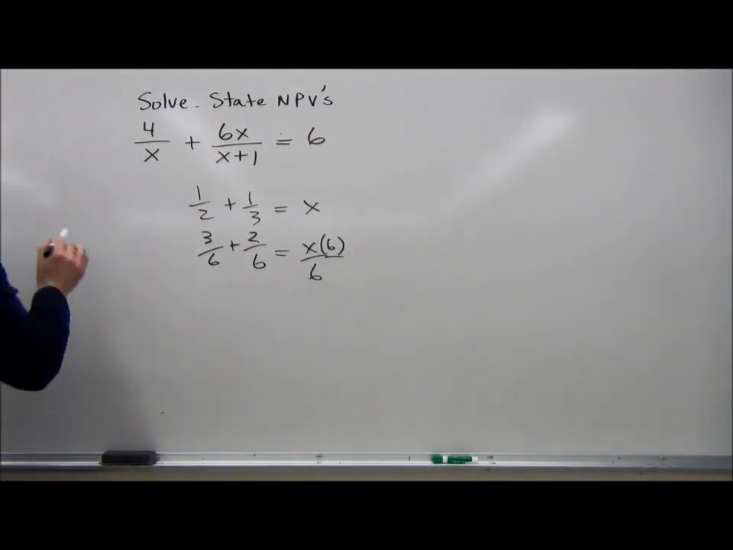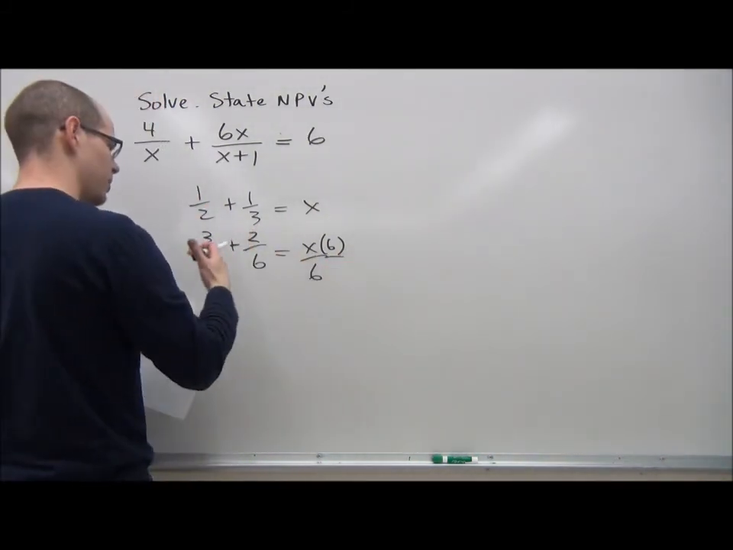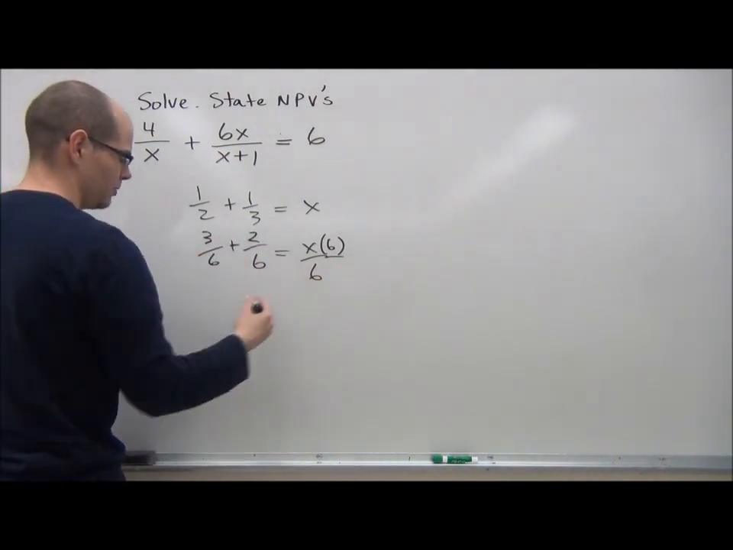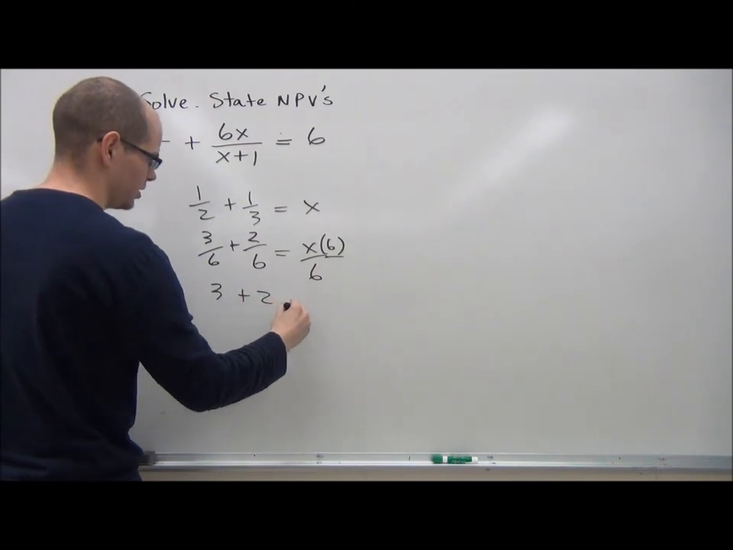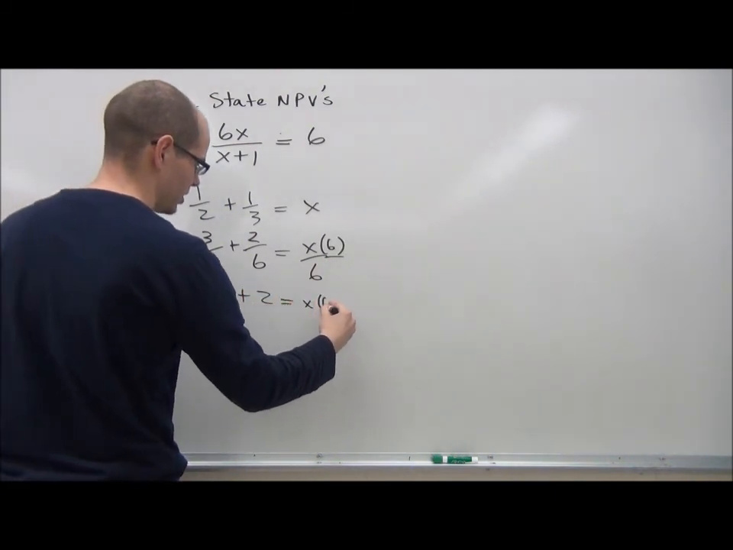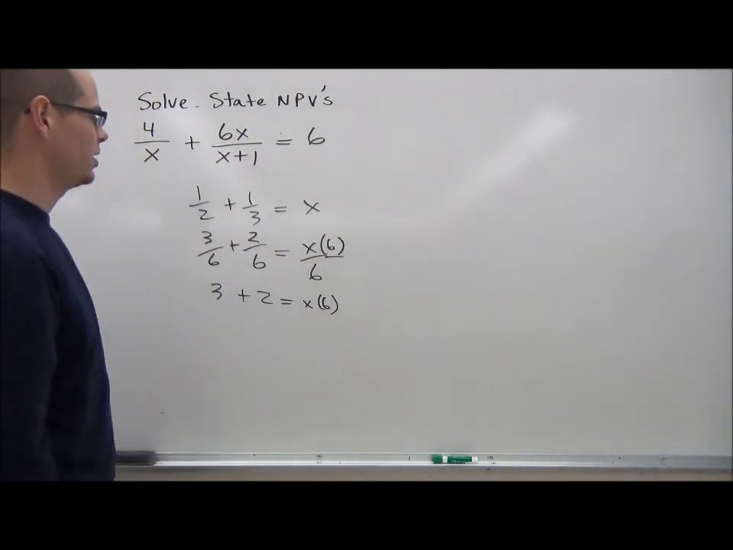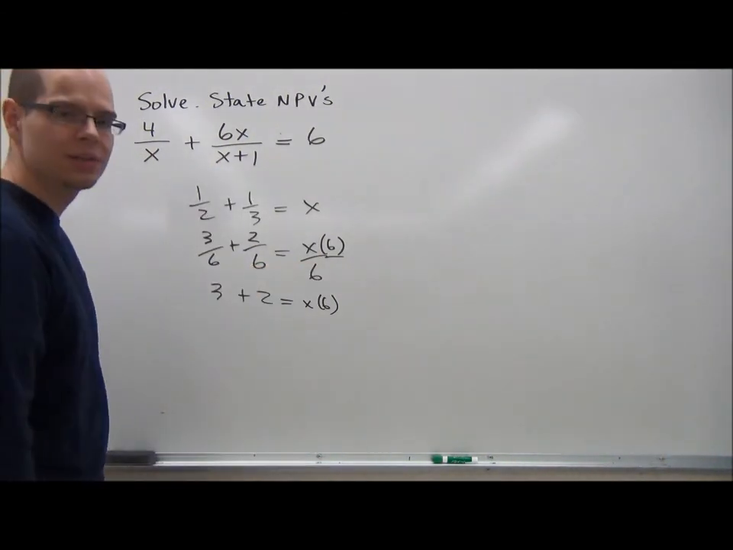What's nice there is that because everything's divided by 6, you can multiply both sides of the equation by 6 again, and that completely eliminates the denominator, and then you're just left with 3 plus 2 equals x times 6. I'm gonna do the exact same thing here. I'm gonna get a common denominator for everything, and then I'm just going to get rid of it.